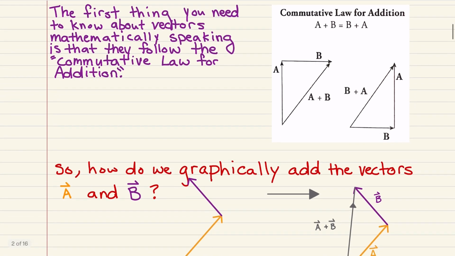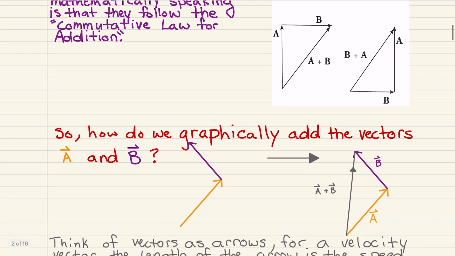What we did was we were graphically adding together two vectors. And so how do we do that? I mean, it's pretty simple. So let's say that we have some vector A that's not being added to vector B right now. So this orange vector is vector A. And then we have this vector B here in purple, and we want to add them together, right?